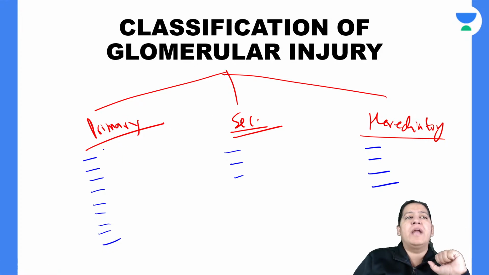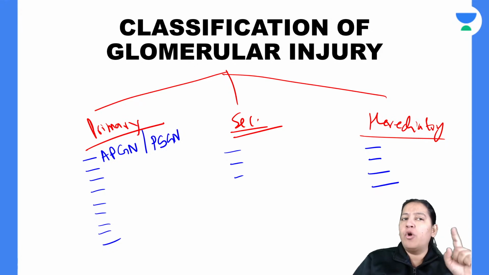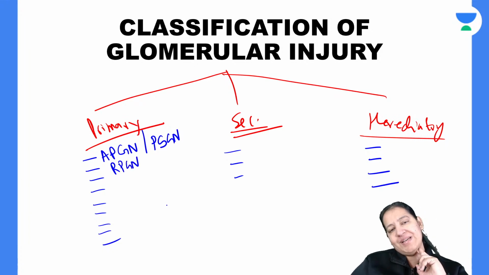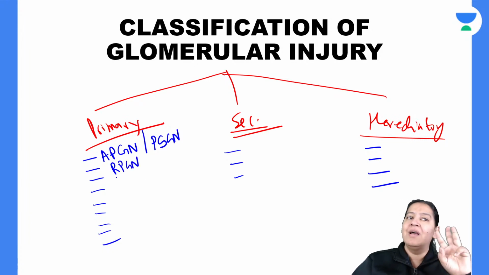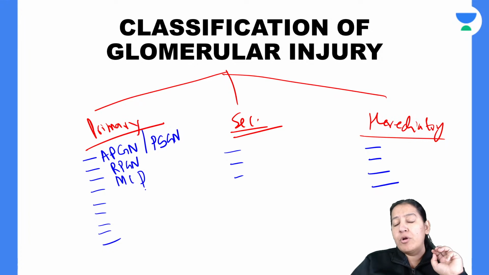Okay, let me enumerate. In the primary, the first one is acute proliferative glomerulonephritis, also known as post-streptococcal glomerulonephritis, so APGN or PSGN. The second is rapidly progressive glomerulonephritis, RPGN. The third is minimal change glomerulonephritis or minimal change disease, which occurs in children. It is the glomerulonephritis of children, known as MCD.